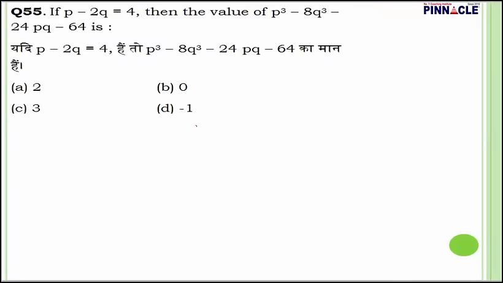Question number 55. And what is this question? If p minus 2q is equal to 4, then the value of p3 minus 8q3 minus 24pq minus 64. So cubing on both sides, then we will have p3 minus 8q3 minus 3 into p into 2q and p minus 2q.